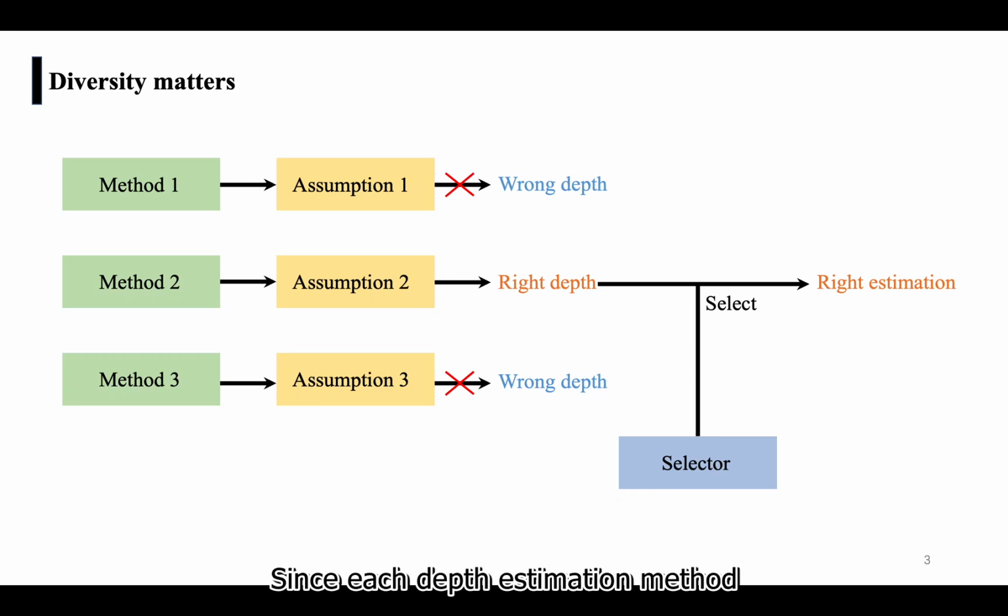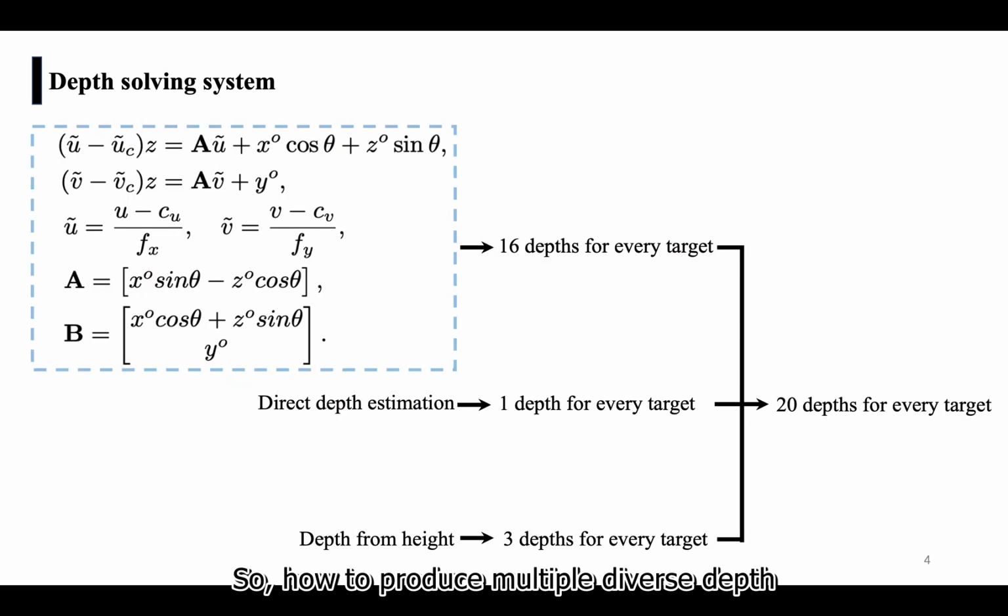Since each depth estimation method depends on some assumptions, how about using different methods to estimate the depth of a target simultaneously? Assume such a paradigm. There are many methods depending on different assumptions and produce many diverse estimations. If any of the assumptions holds, it means that there exists at least one accurate depth estimation. If we can develop a good depth selector that can select out this accurate estimation, we can get a good monocular 3D object detector. So, how to produce multiple diverse depth estimations for each single target?